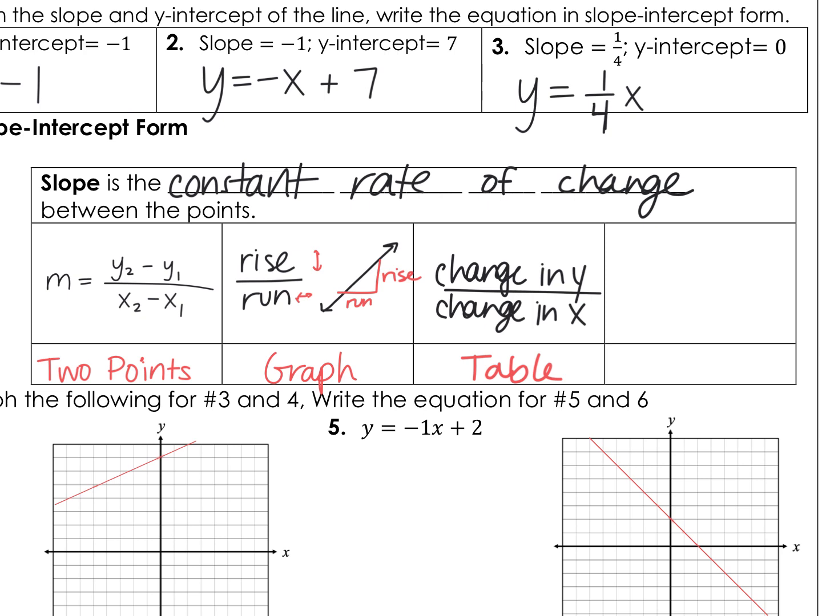Okay, so 2 points, graph, table, and then lastly would be like a word problem or a situation. So you need to look for what happens again and again. I'm trying to think of an example for that, like pizza, okay? So first. Maybe don't do that. Okay, so it's whatever happens over and over.